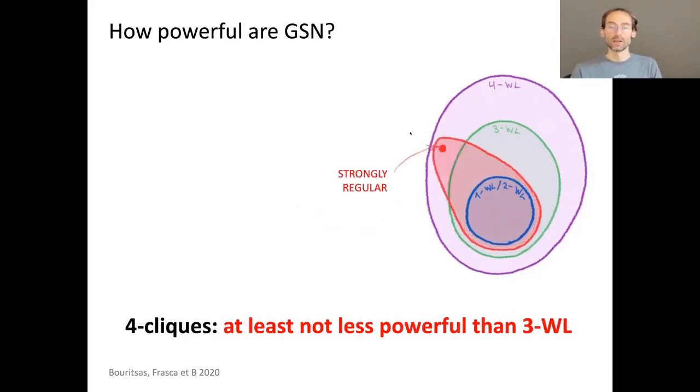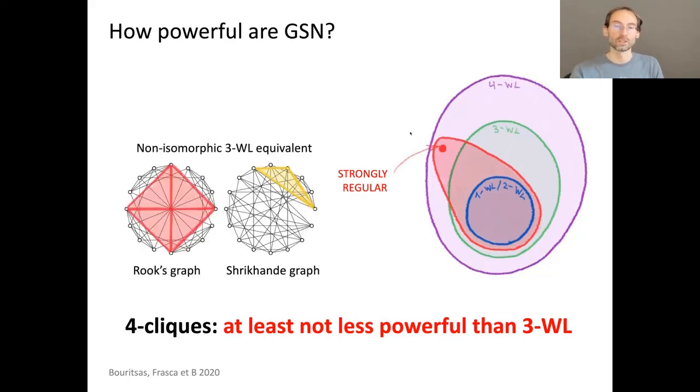We can also show that we are at least not less powerful than 3-WL, and this can be shown by counterexample. We can show an example of these strongly regular graphs. One of them has, for example, four-cliques, and another one has only triangles.